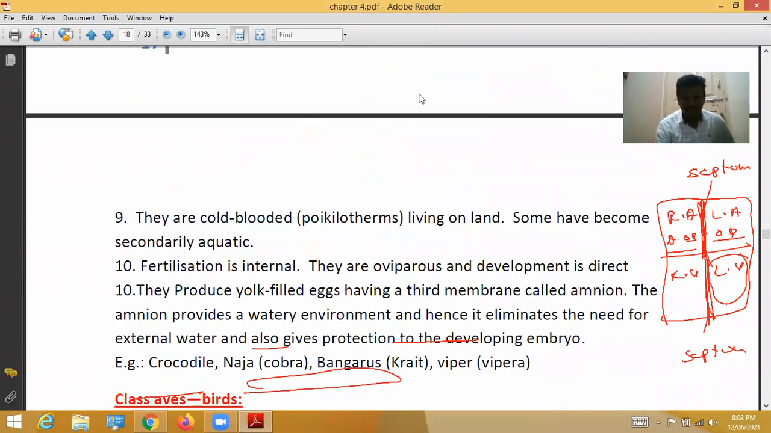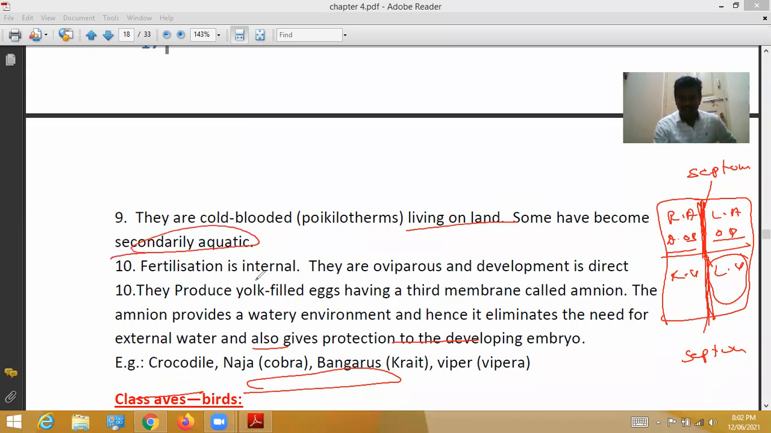They are cold-blooded animals, generally poikilotherms, living on land. Cold-blooded means their body temperature cannot be maintained constant. According to the environment, their body temperature keeps on changing. Some have become secondarily aquatic. The fertilization is internal. They are oviparous and development is direct. Direct means they directly give birth to young ones.